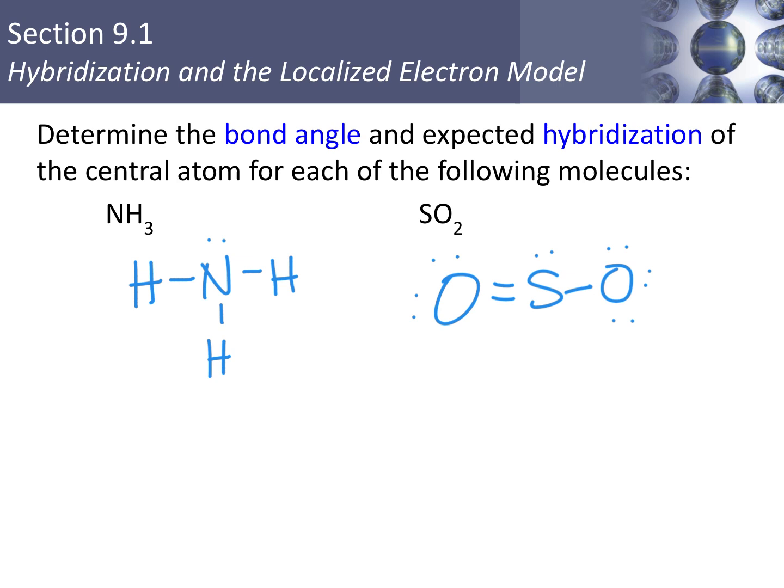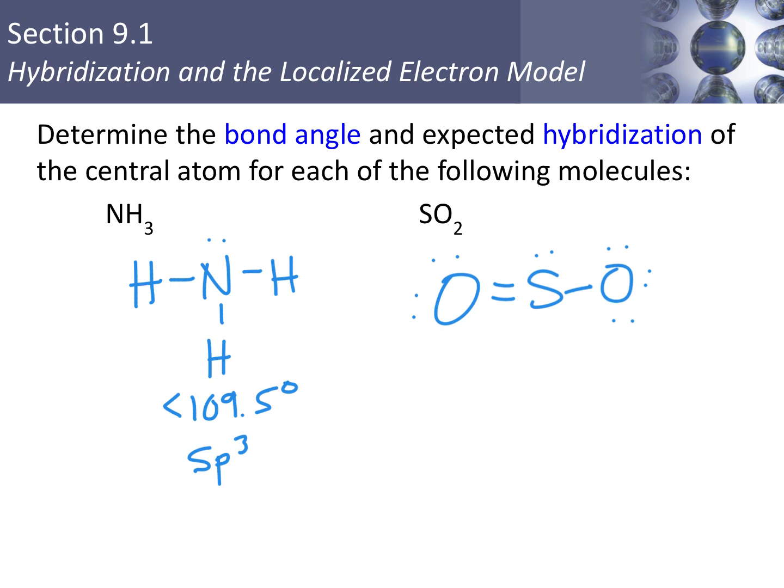For the NH3, this is ammonia. Here's the Lewis dot structure. This is a tetrahedral geometry, pyramidal shape. The bond angle would be a little bit less than 109.5, just slightly, due to that electron pair repulsion. And since this is a tetrahedral geometry, we would say that the hybridization is sp3 on the nitrogen.